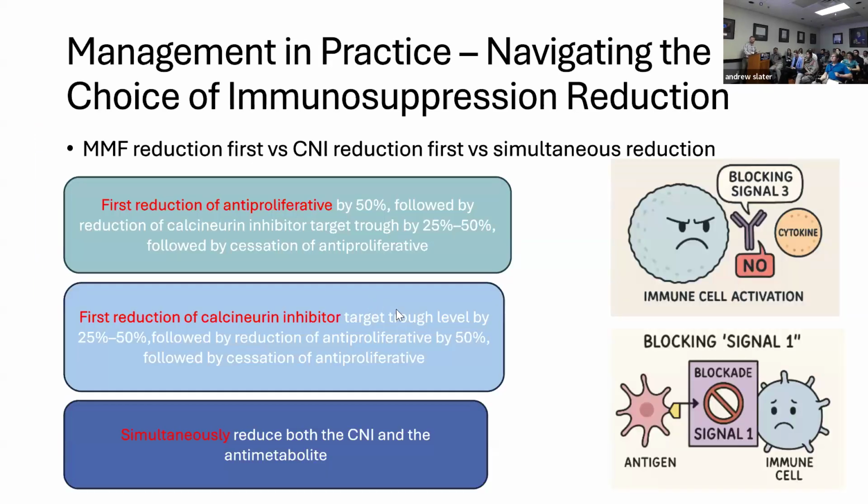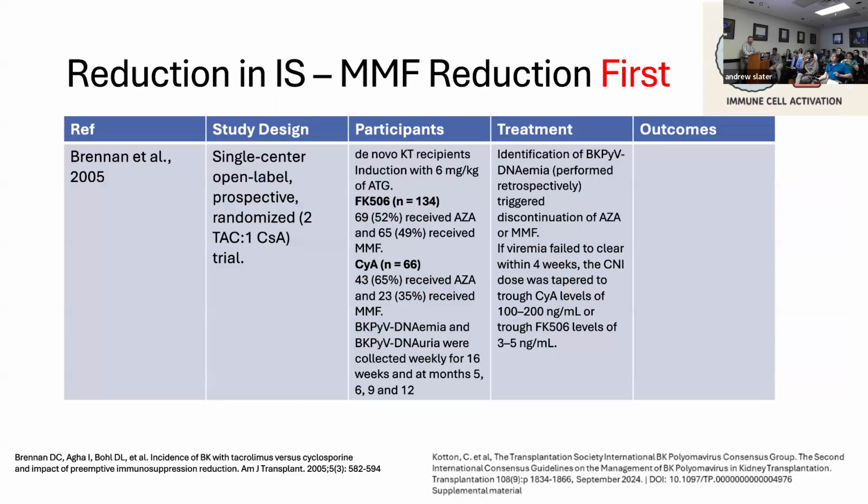So now we have to navigate this, right? So navigating the choice of immunosuppression reduction. You could first reduce the antiproliferative. You could first reduce the calcineurin inhibitor. You could do them both simultaneously. Ultimately, you could do complete cessation of the antiproliferative if the BK-DNAemia doesn't clear. These are different strategies that we take, and we have evidence to support each.